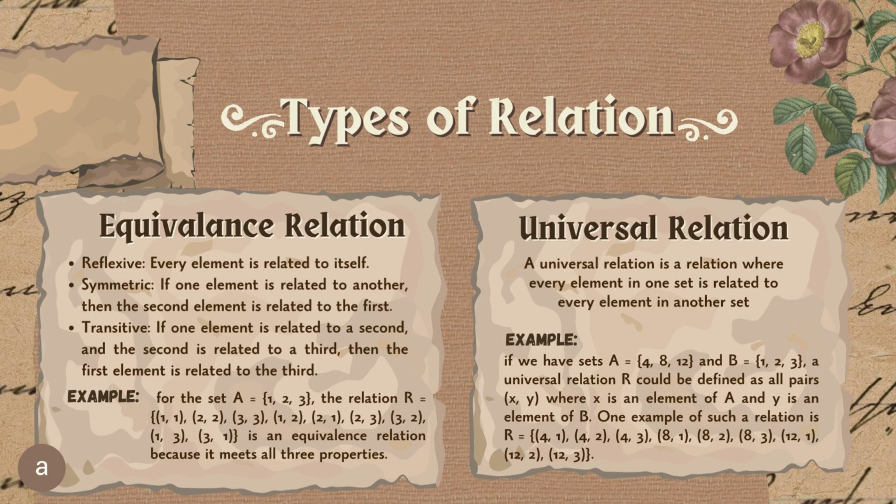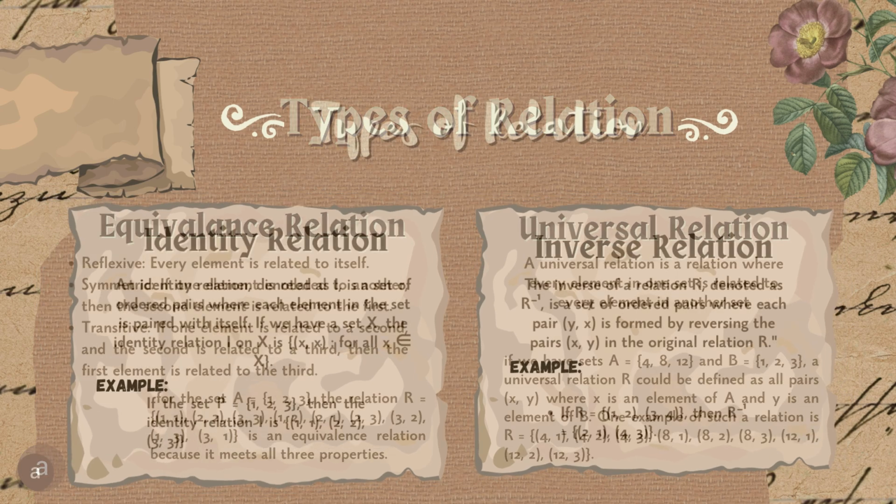Okay, next relation is universal. Universal relation is like saying everyone knows everyone else in 2 groups. If we have 2 groups, A and B, every person in group A knows every person in group B. A simpler explanation: everyone in one group knows everyone in another group, covering all possible pairings between the 2 groups.